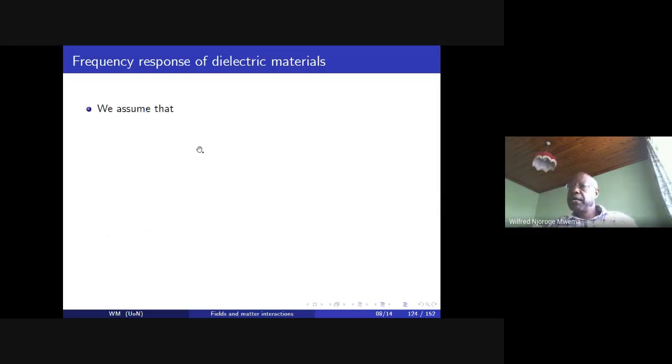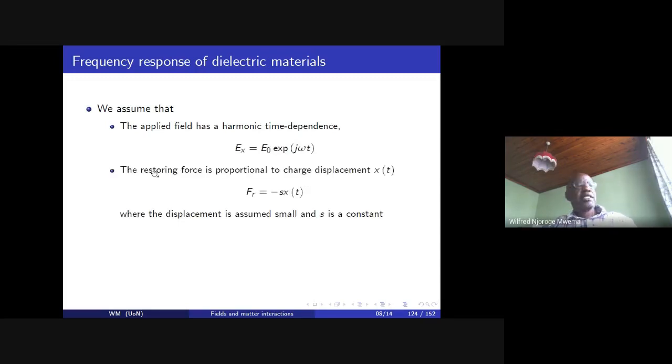So we assume that the applied field has a harmonic time dependence given by Ex, where we are using a wave that has X polarization given by E naught multiplied by the exponent of j omega t. We are just ignoring any traveling nature of the field, and we are just looking at the time response.